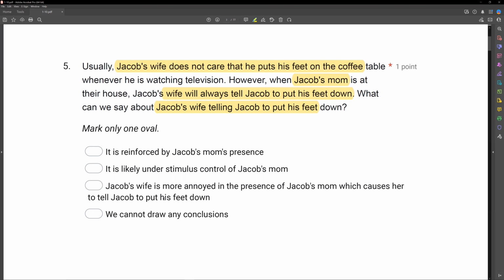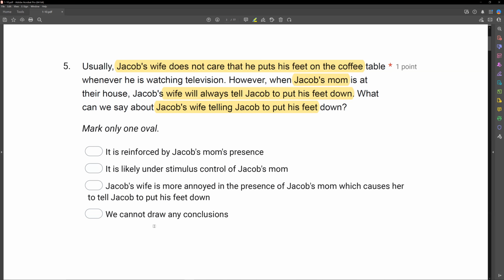See, Jacob's wife is more annoyed in the presence of Jacob's mom, which causes her to tell Jacob to put his feet down. The issue here is we are saying annoyance is causing the behavior change. And we never attribute a hypothetical construct, okay, as the cause, right? That's an explanatory fiction. Annoyance is internal, okay? We acknowledge that it exists, but we're never going to say it's the cause of the behavior. Jacob's wife might be annoyed, but the reason her behavior changed is because Jacob's mom is now present.